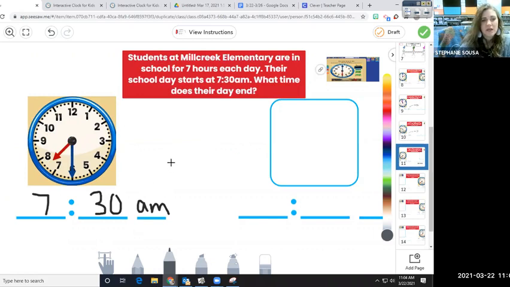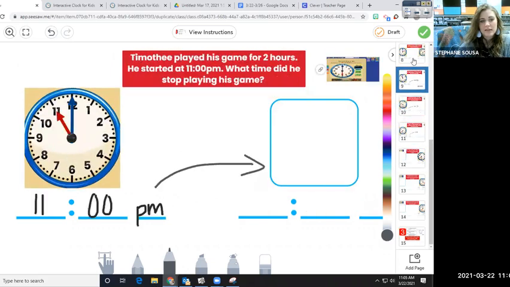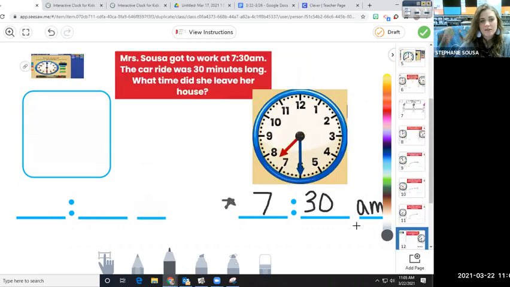Slide 11. Students at Mill Creek Elementary are in school for 7 hours each day. Their school day starts at 7:30 a.m. What time does their day end? Nope. That's time moving forward. Slide 12. Mrs. Sousa got to work at 7:30 a.m. Ooh, I noticed a difference already. Look, my time's over here at the ending time. Look at all these. It's at the beginning. Aha, I think we're onto something.